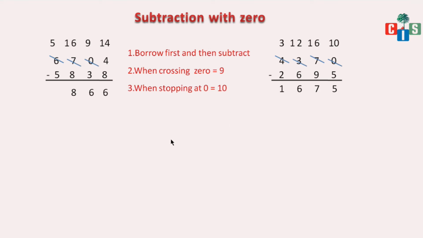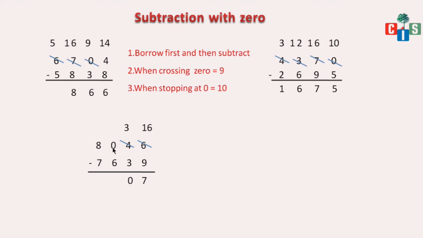Now let's have the third example and see whether this example is an example of going across a 0 or stopping at 0. Starting from the ones, 6 minus 9 not possible, so borrowing next door, 4 changes to 3 and 6 changes to 16. Borrowing is over. Now start subtracting. 16 minus 9 will give me 7. 3 minus 3 will give me 0.